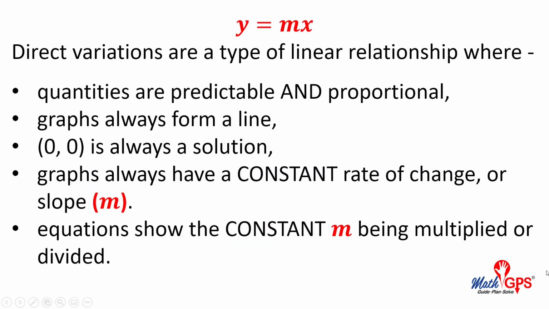Direct variations are a type of linear relationship where quantities are predictable and proportional. Graphs always form a line. The origin (0, 0) is always a solution. Graphs always have a constant rate of change or slope, identified as m in the equation above. And equations show the constant m being multiplied or divided.